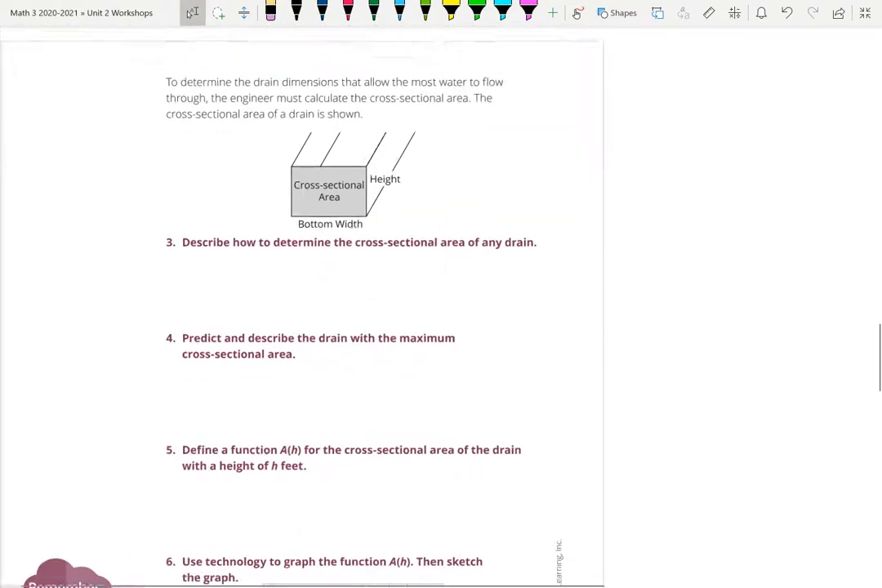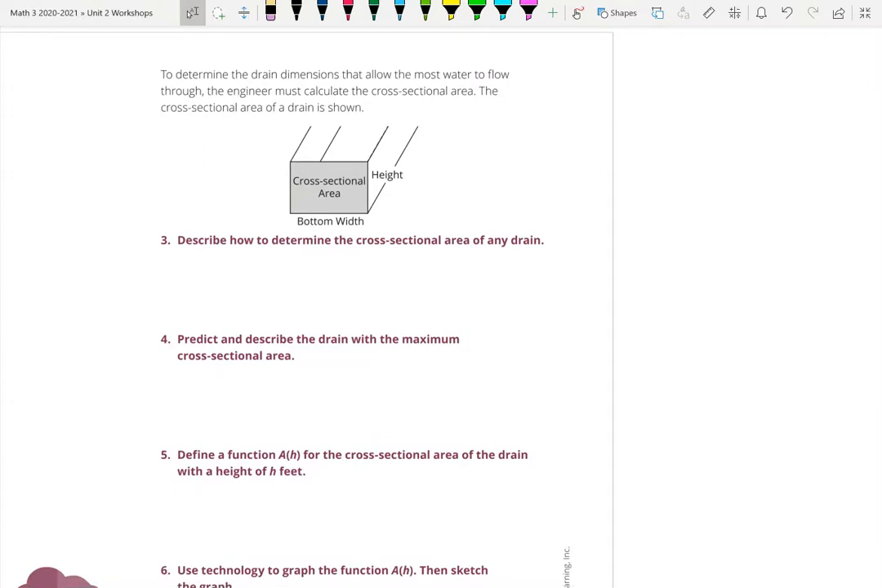Okay, let's talk about this more. When we're getting to the nitty-gritty of math, even though the top is hollow, it does create, based on the height and the bottom width, a rectangle. This is called the cross-sectional area, and this is what we're going to be diving into. The cross-sectional area is a rectangle. The area of a rectangle is always base times height.